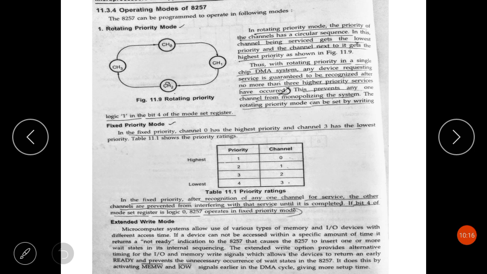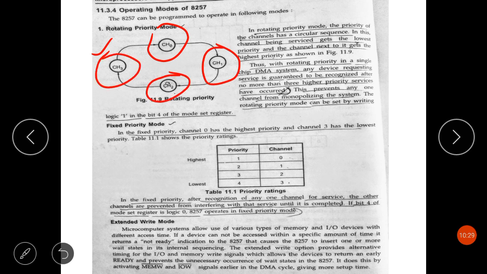The first one is rotating priority mode. What happens in rotating priority mode? These are the DMA channels present in the 8257 DMA controller. In rotating priority mode, the priority of the four channels follows a circular sequence: first channel 0, then channel 1, then channel 2, then channel 3, then again channel 0. The channel which is being serviced gets the lowest priority, and the channel next to it gets the highest priority for service.